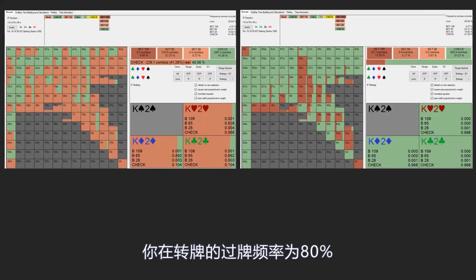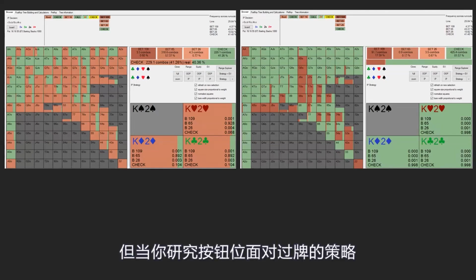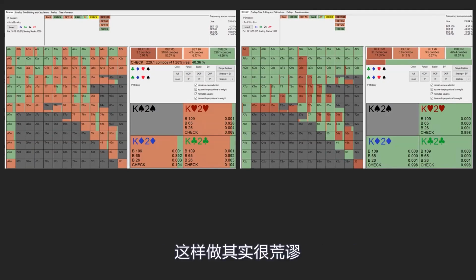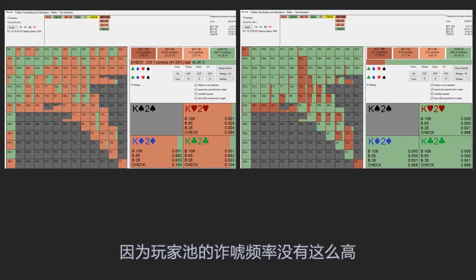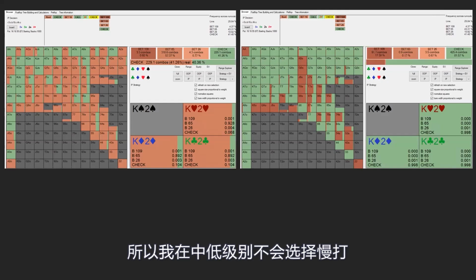You need to be checking something like 80% of the time on the turn, and then it's checking 100% of eights. It's checking all the two pairs and all that. But once you start taking a look into button strategy facing a check, I mean, it's just ridiculous. People are not bluffing that much and they overfold and all that. So I would just try to fast play a bit more if I was in your shoes.